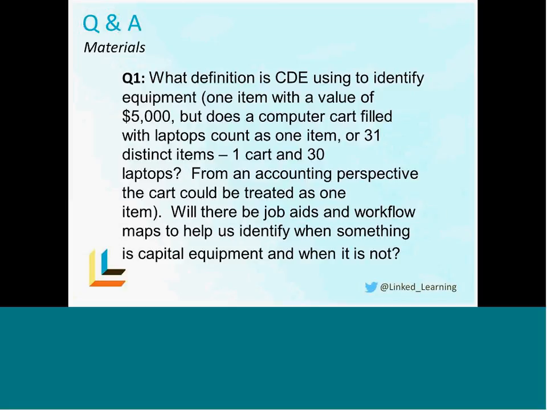And thank you for that. And the second portion of the question, will there be job aids and workflow maps to help us identify when something is capital equipment and when it is not? I'm not quite sure what that means, so I'm going to just reiterate that any single item with a cost of $5,000 or more is considered capital outlay or capital equipment, and anything less than that is not. Good, thank you.